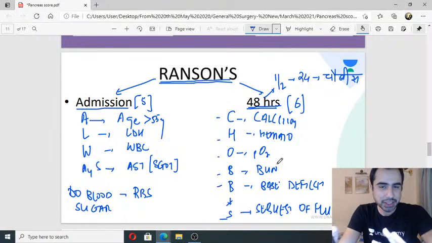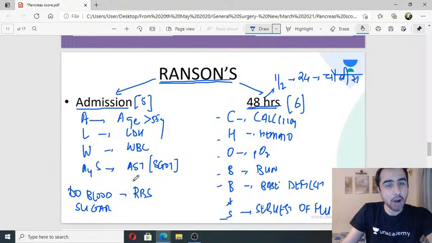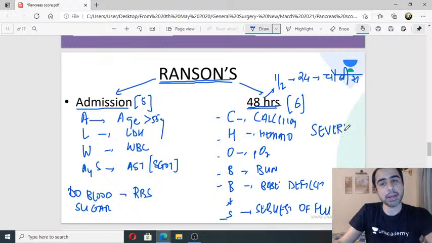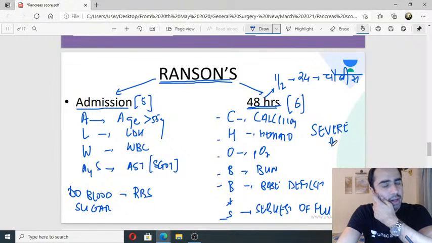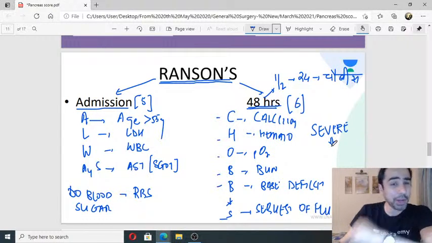Apne ko do hi cheez chahiye. One is the components and the other is how many components should be present to call someone severe pancreatitis. Anybody? This you should know. When will I say someone has severe acute pancreatitis? How many of these should be present?